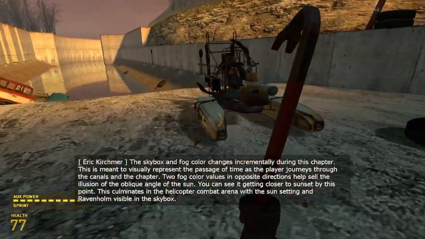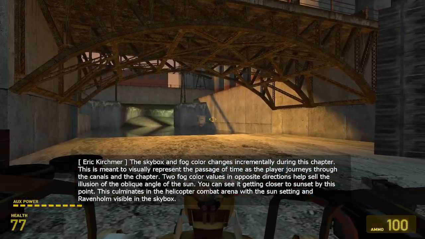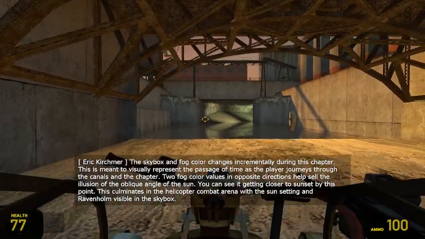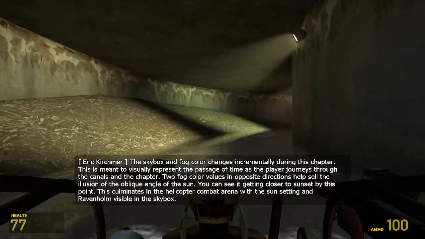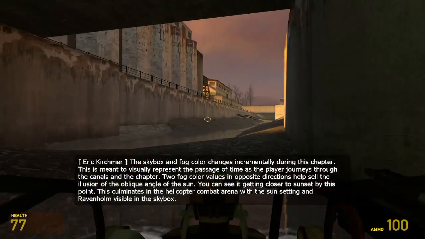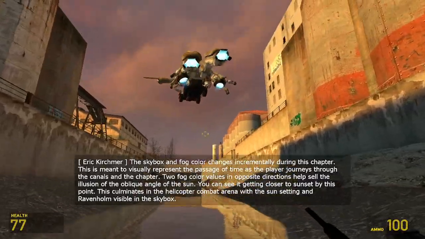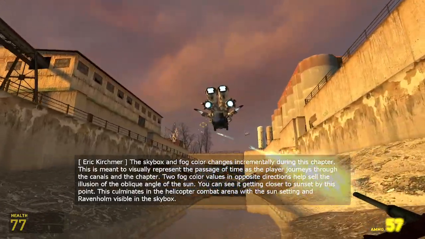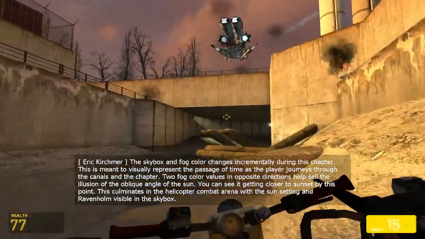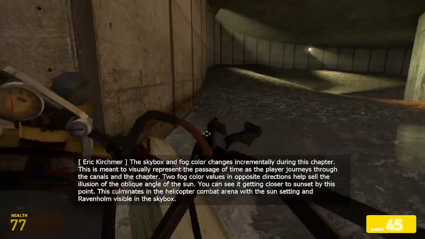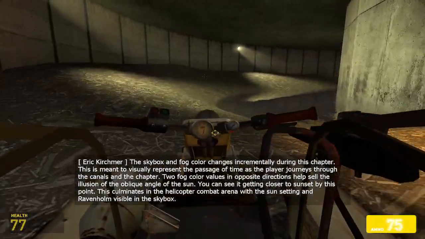Skybox time of day. The skybox in fog color changes incrementally during this chapter. This is meant to visually represent the passage of time as the player journeys through the canals and the chapter. Two fog color values in opposite directions help sell the illusion of the oblique angle of the sun. You can see it getting closer to sunset by this point. This culminates in the helicopter combat arena with the sun setting and Ravenholm visible in the skybox.